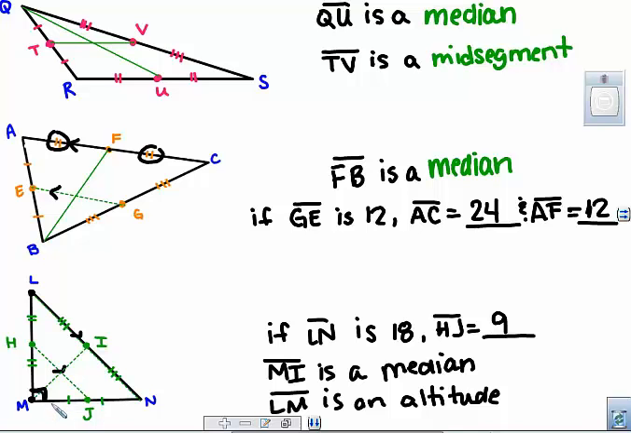Those are the three big vocab words that you needed to get down and know the little attributes of. We're going to be doing some practice with those, so make sure you have those down.